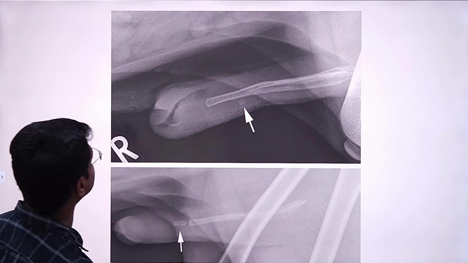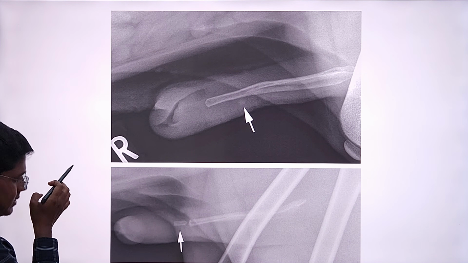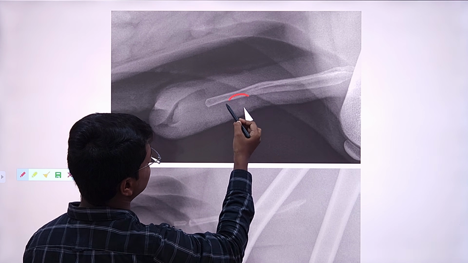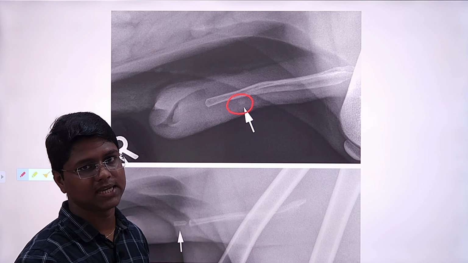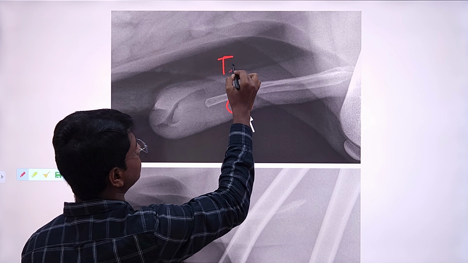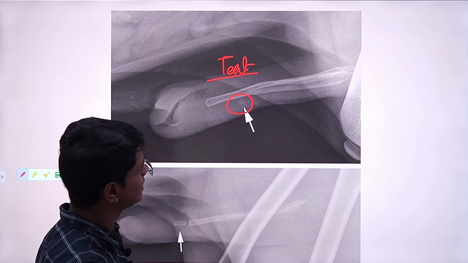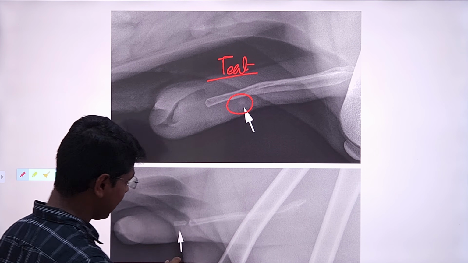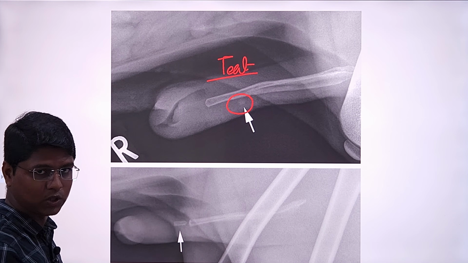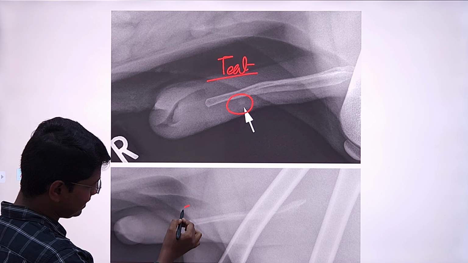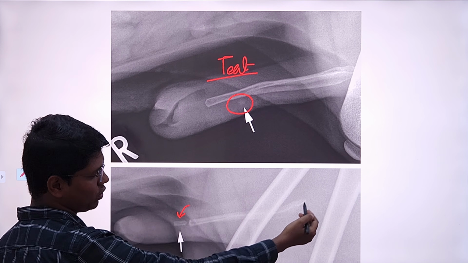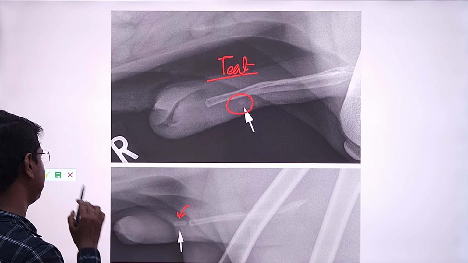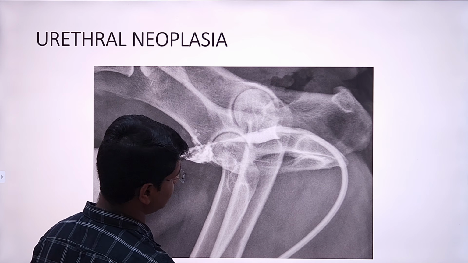Next pathology: first, some artifacts in diagnosing urethral calculi. Here you will find some radiopacity, but this is basically a teat. When the teat is superimposed, you may misdiagnose it as urethral calculi, so you have to take care. Another thing, in some dogs you may find a different center of ossification of the os penis, which may be misdiagnosed as urethral calculi. These are some artifacts which you need to know.